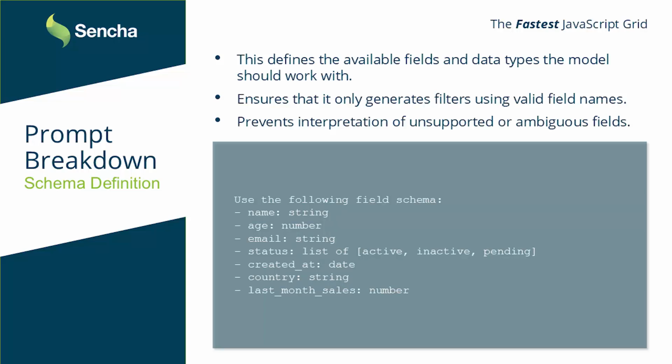Use the following field schema. Name, it's a string. Age, it's a number. Email, it's a string. Status is a list of, and we provide the options, active, inactive, pending. Then we have created at, which is a date. We have the country, which is a string, and we have last month sales, which basically is a number.